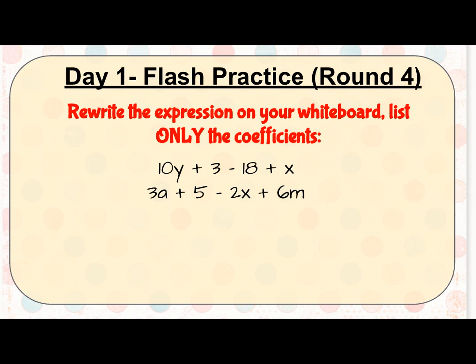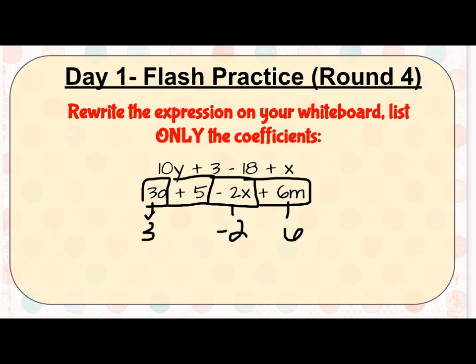The next one, I had everybody write this one down. We boxed it up. And we said, okay, I see 3 variable terms here, so I have to have 3 coefficients. So this one was a 3, this one was a -2, and this one was a 6.